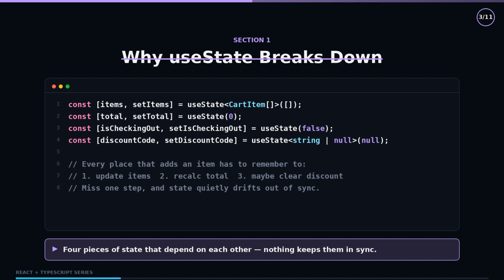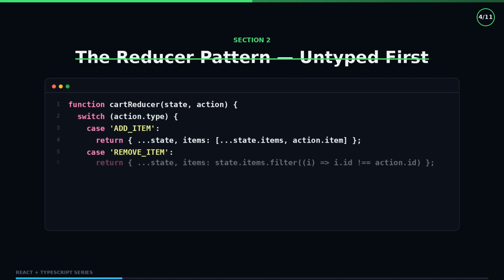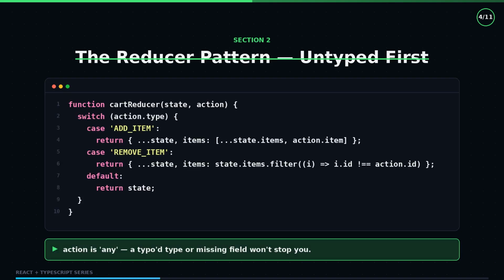Every place that adds an item has to remember to 1. Update items, 2. Recalculate total, 3. Maybe clear discount. Miss one step anywhere and state quietly drifts out of sync. 4. Separate pieces of state that all depend on each other. Every single place in your code that changes the cart has to remember to update all 4 correctly, and TypeScript can't help you if you forget one, because each useState is completely disconnected from the others.